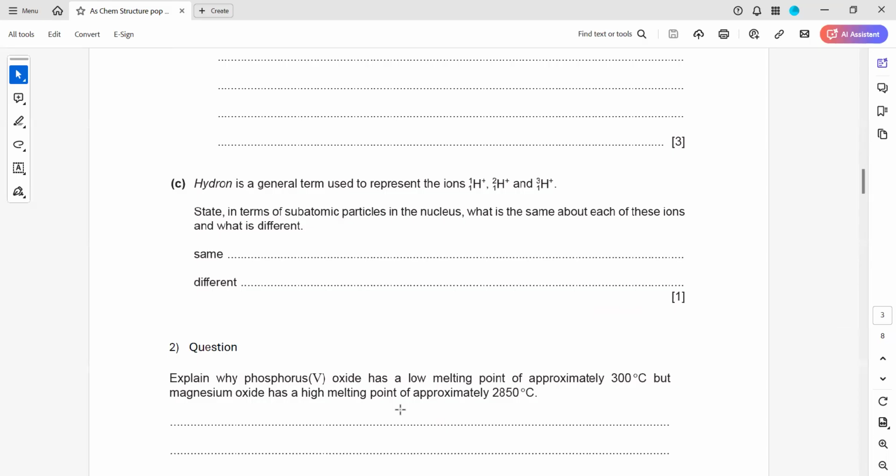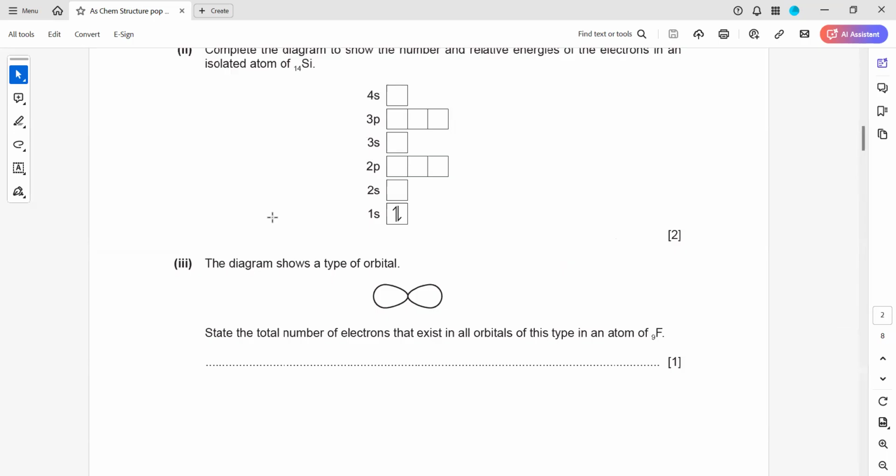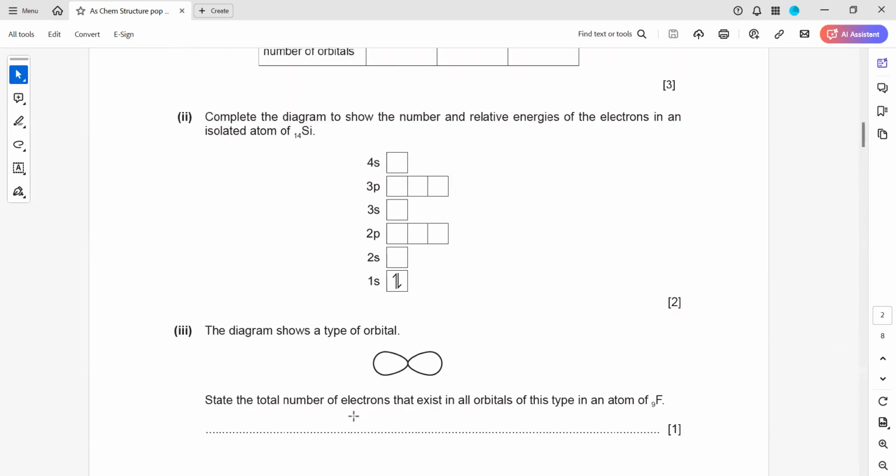In B2, can't we do it as a hybrid state? No, you cannot do a hybrid state unless they mention it. Unless they mention it is hybridized, otherwise you cannot.